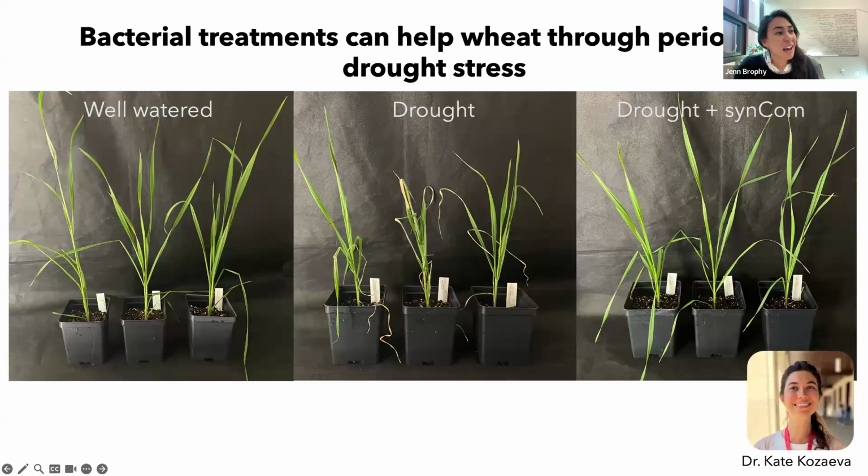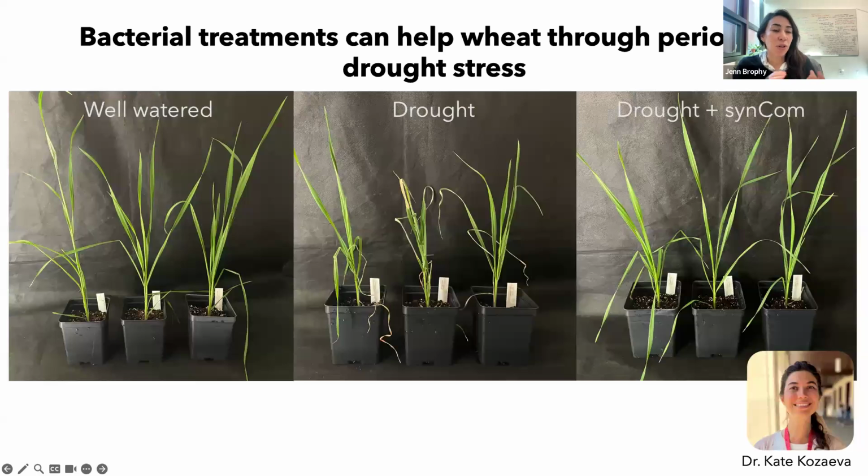There has been work showing that microbial treatments, or the interaction between plants and their microbes, can be really important for plant health. There have been some really interesting studies showing that soils from arid environments can be applied to plants that are not from that arid environment to protect them essentially from drought stress. And it's believed that it's the microbes in that soil that are important for that drought protective effect.